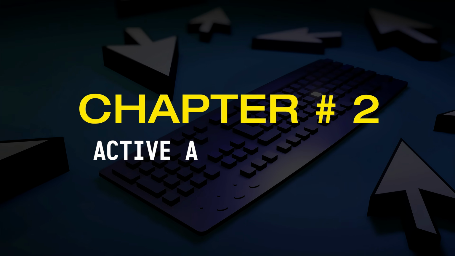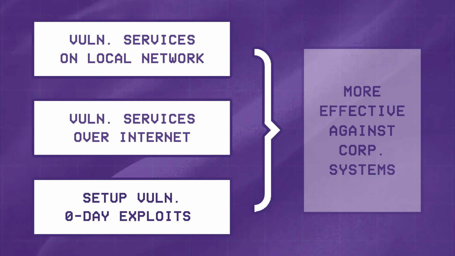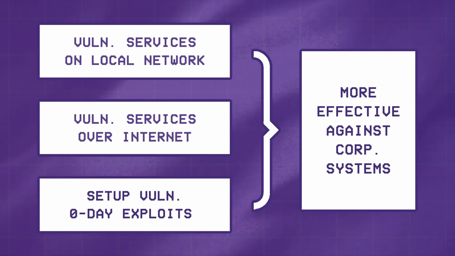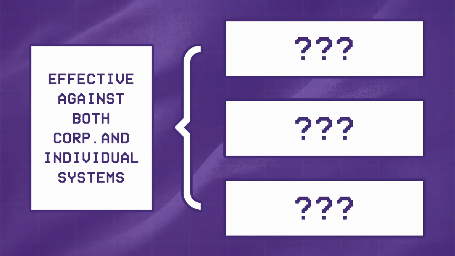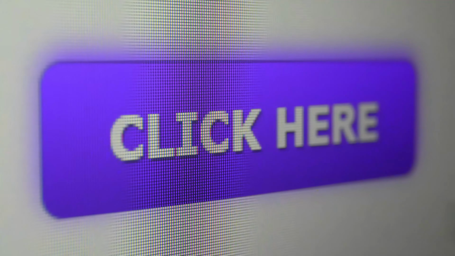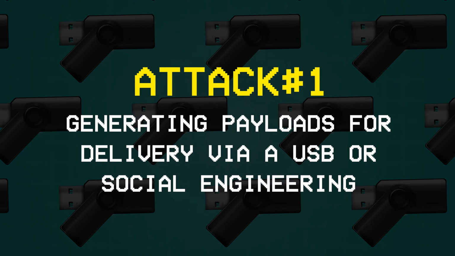Chapter number 2, Active Attack Vectors. Okay, so now that we've discussed the attack vectors that don't require any action from the user, and are usually more effective when done against corporate systems, let's take a look at some of the other ones that are effective against both corporate and individual systems, but require some action to be taken by their users. Attack Vector 1, generating payloads for delivery via USB or social engineering.